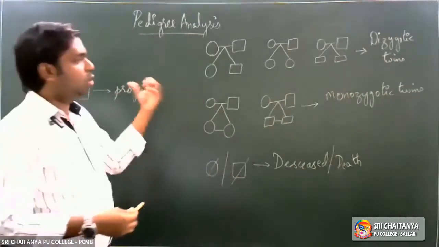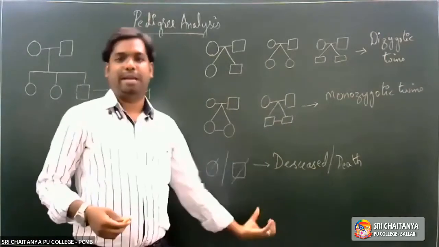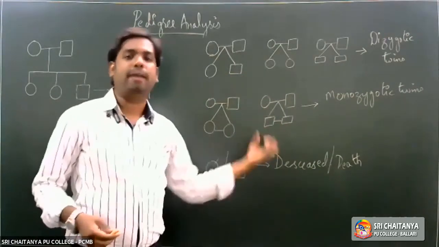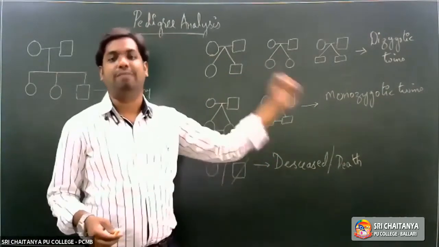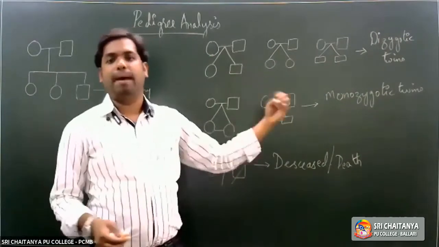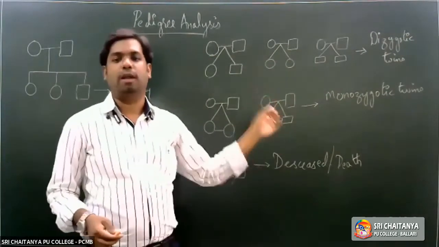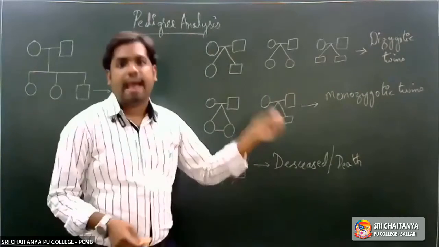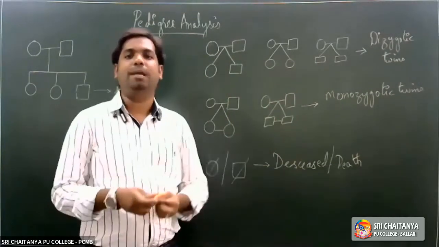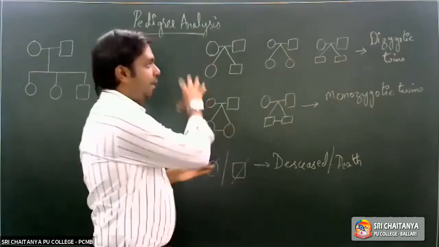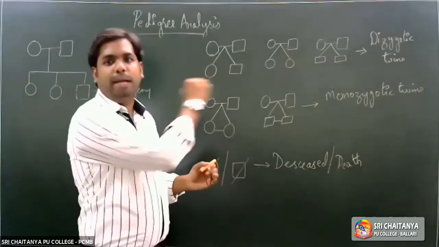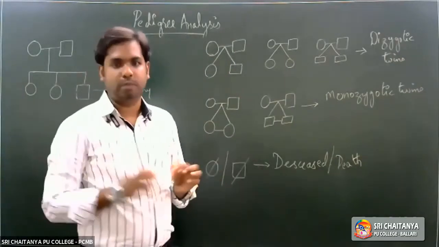then we call it consanguineous mating. That is mating or marriage between two close relatives, right? Mating or marriage between two close relatives is called consanguineous mating. And that consanguineous mating would be shown by a female and a male joined together by two horizontal lines, right?